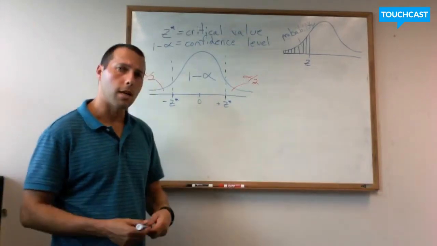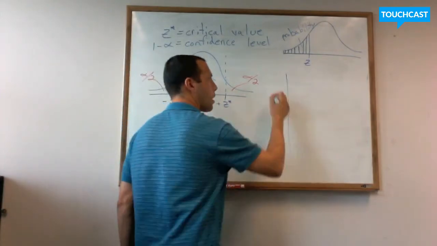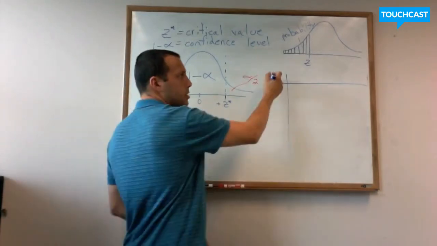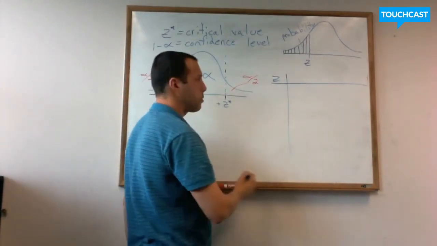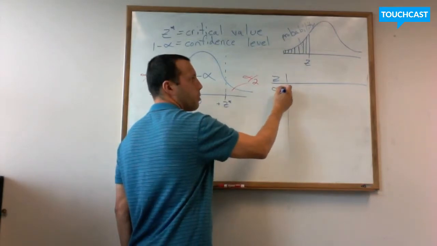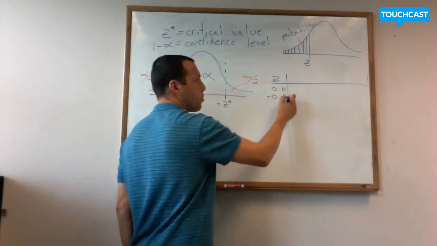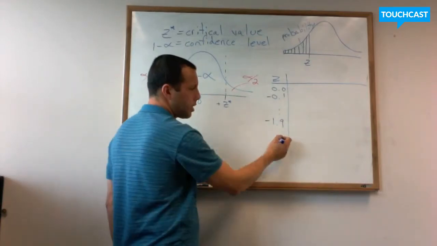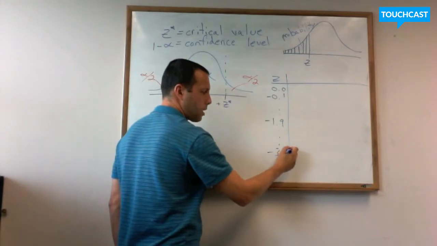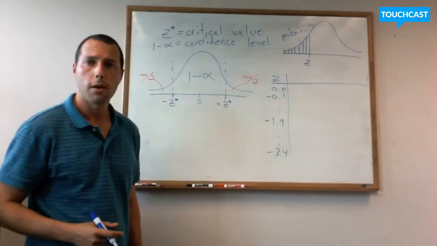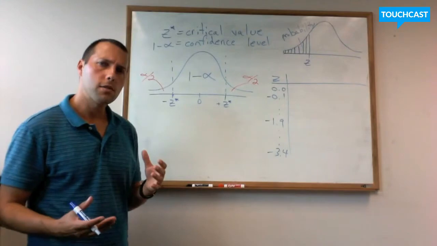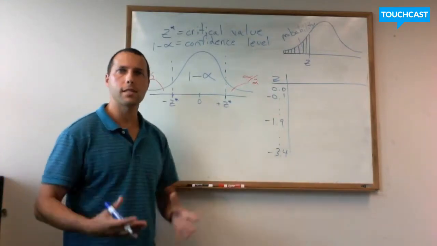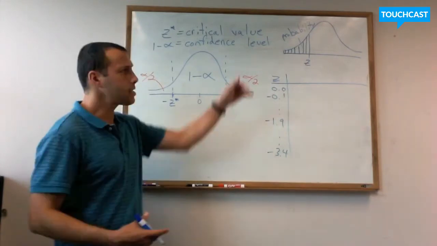So my table is set up like this. You've got a column that looks like this, where you've got z at the top, and you have single decimal places, such as 0.0, negative 0.1, negative 1.9, and it goes all the way down to negative 3.4. But standard practice for z-scores is that they should have 2 decimal places. I only wrote 1 decimal place, so where is that second decimal place? Believe it or not, it's the first row.